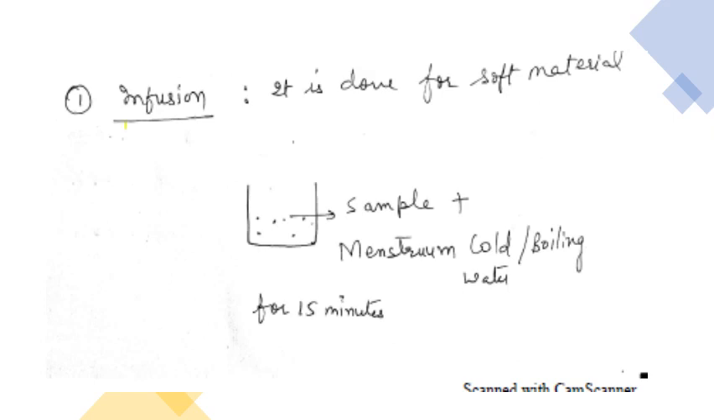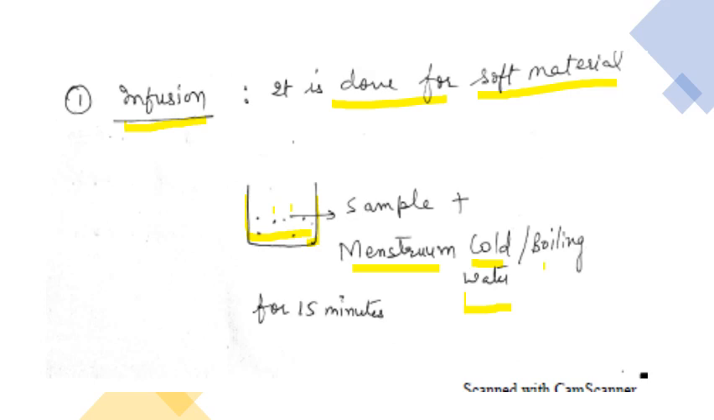So the first method of the extraction is infusion. It is a very simple method of the extraction. It is useful for the soft samples or the soft material. So how the process takes place, let's see. We take a beaker in which we introduce our sample. Then we add our menstruum into it. Say I have added cold water, so whatever the menstruum is, you are adding it at room temperature.